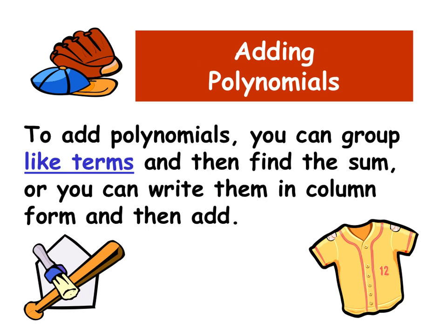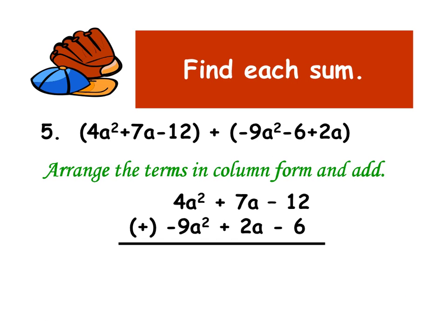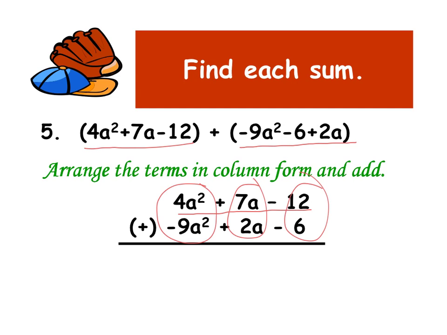Okay, when you add polynomials, all you do is group like terms together and find the sum. So here is our first problem, and what I've done is I've taken the first polynomial and put it in the column method, and I put the second one in another row, and I stacked my like terms on top of each other to help me with my adding.